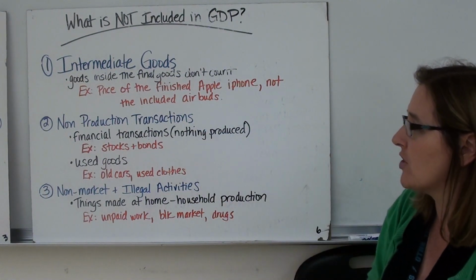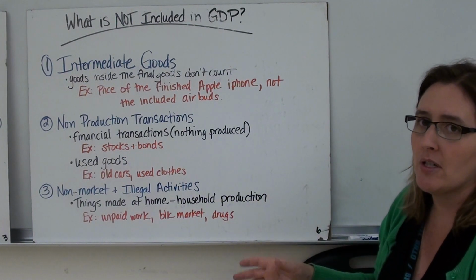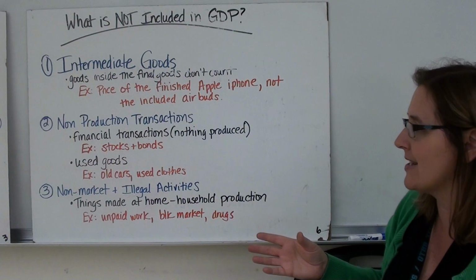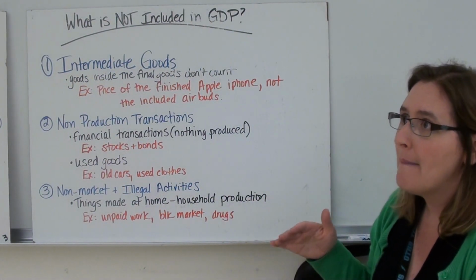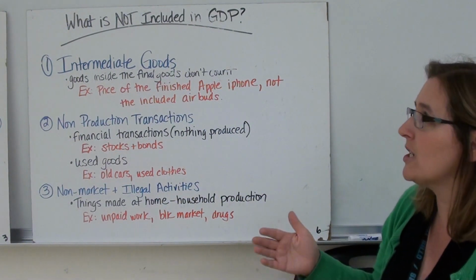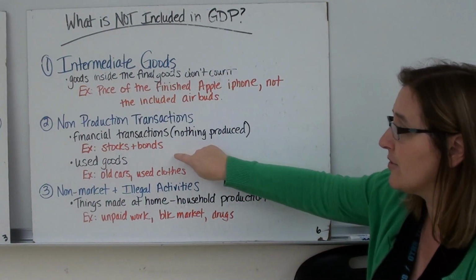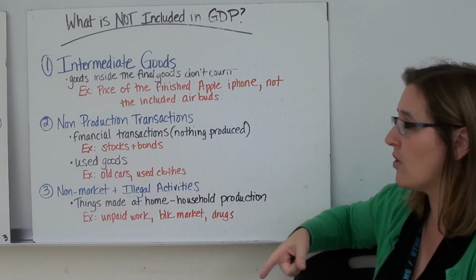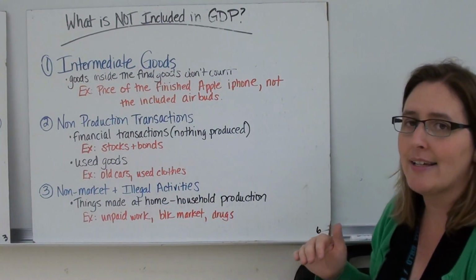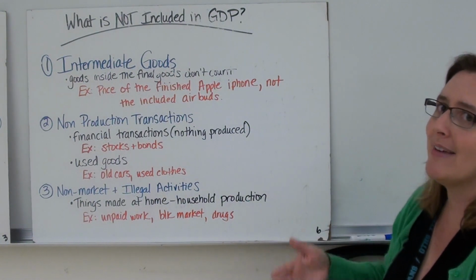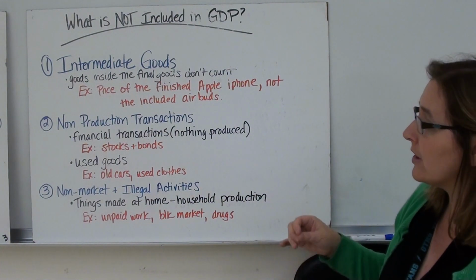Second thing is non-production transactions. Those are financial transactions where nothing has been produced. Stocks and bonds is basically the example of that. You're selling and buying ownership of an item, but you're not producing anything. And remember, GDP is gross domestic product. How much have we produced? And also used goods. Old cars, used clothes, used textbooks. Anything that was made in the previous year does not count in the current year's GDP because it was already counted before. And the last thing is 3, non-market or illegal activities.